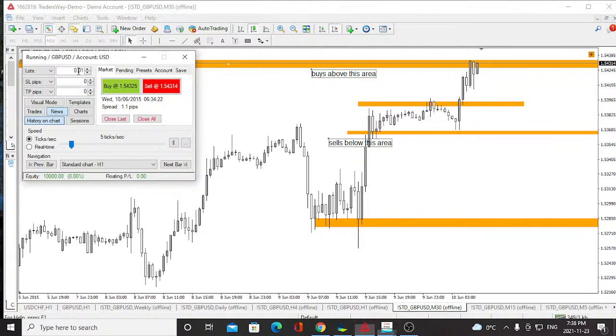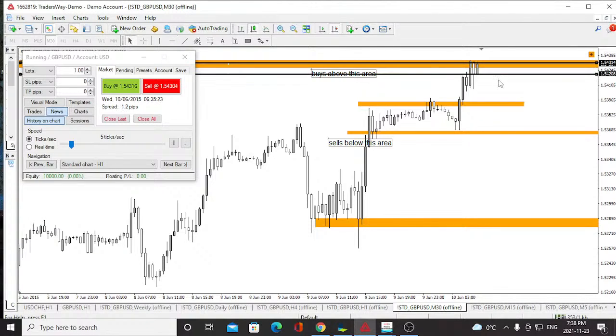I feel like taking a buy right here. So let's take a $1 buy. Actually, let's see what happens in this area, because we can place a paper trade. Let's place a paper trade. My buy was gonna be right here, and my stop loss is right here.